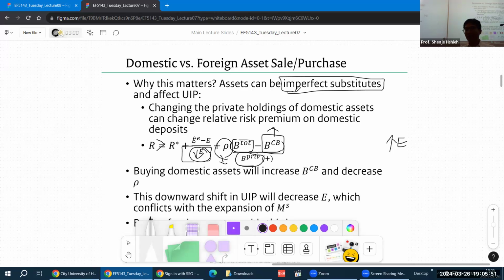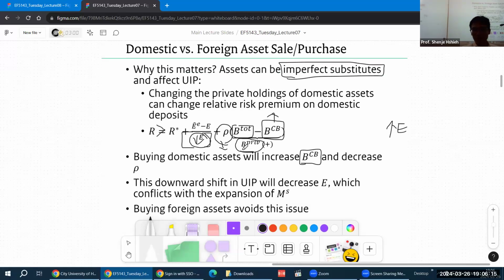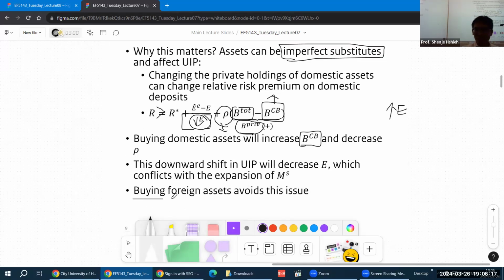If rho is non-zero, then it matters whether or not you intervene in monetary policy using domestic or foreign assets. So here with imperfect asset substitutability, you should not intervene with the change in BCB, because doing so will create conflicting effects on the nominal exchange rate. This is a demonstration again that buying foreign assets avoids this issue.